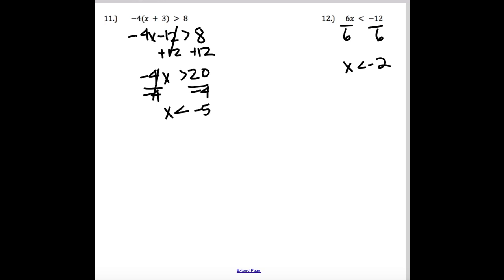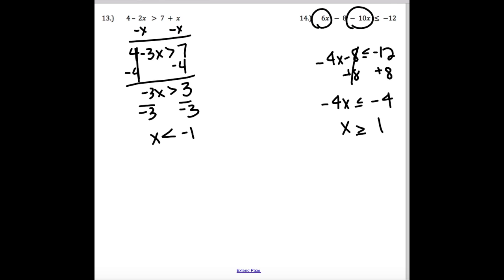Here are the inequalities that you have attempted to solve. On number 11, you needed to distribute and get -4x minus 12 is greater than 8, and continue to get x by itself by adding 12 to both sides and then dividing both sides by -4. Because you divided by a negative, you needed to flip the inequality sign. On number 12, it's a one-step inequality. You're dividing both sides by 6. 6 is positive, so you're not flipping the sign.